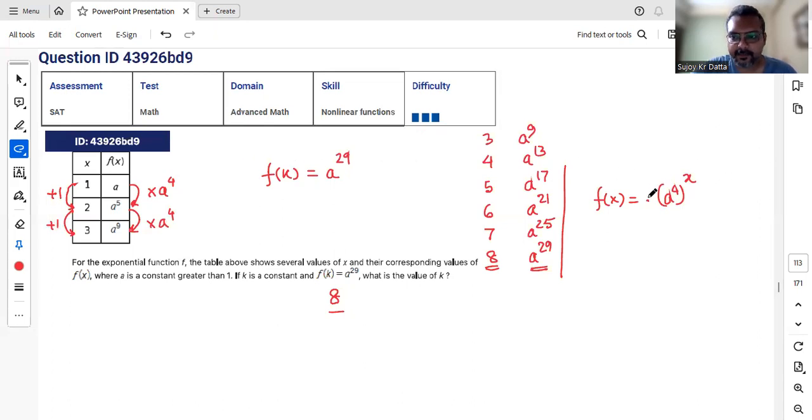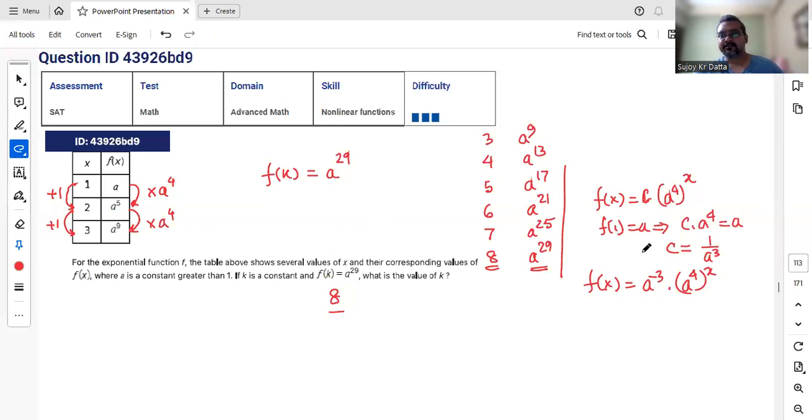But then there will be some constant here. Let's say some c, not a, but some other variable, let's say c, some constant. But then x is 1 should give me f(x) as a. So if x is 1 and I need f of 1 to be a, that means c times a to the power 4 is a. So c should be 1 by a cube. So my function basically becomes a to the power minus 3 times a to the power 4 whole to the power x.